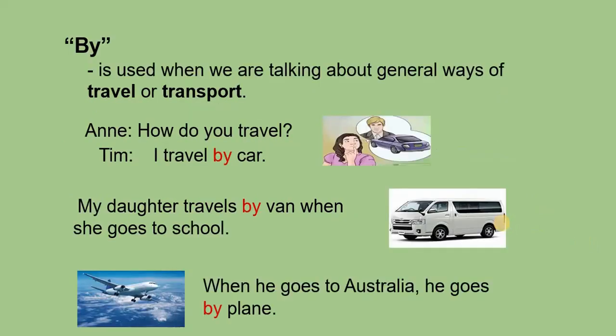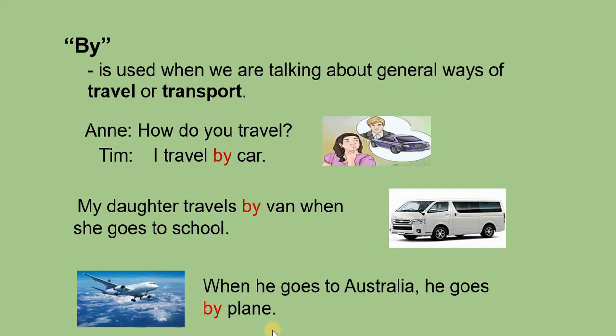So, let's get started. Now, the first preposition that we're gonna look at is by. When do you use by? When we are talking about general ways of travel or transport. So, for example, how do you travel? I travel by car. My daughter travels by van when she goes to school. When he goes to Australia, he goes by plane. So these are vehicles. By car, by van, by plane.